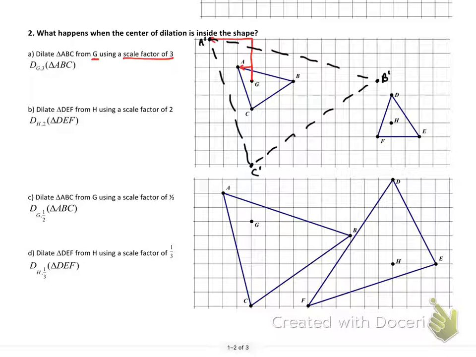Actually, was everyone able to get A done? Make sense of it? Okay. Are there questions on how I got that? Okay. So I wanted to do problem C real quick, where we have the 1/2 scale factor. I'm still dilating from G, scale factor of 1/2. And now that means any movement that I have to get over to my point, I'm always counting from the center of dilation. I want to do half of that.